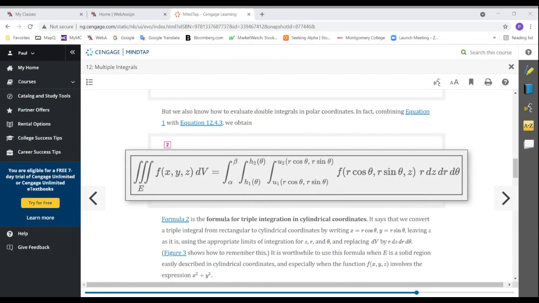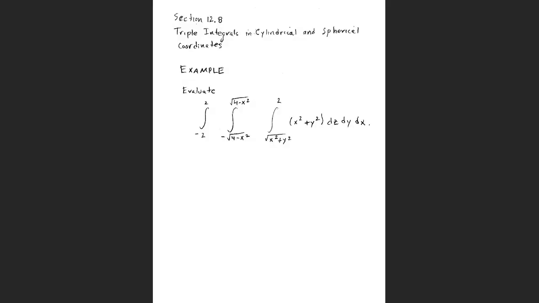Now this is going to be much easier when you see an example. So I'm going to go right to the example, but are there any questions in general on this? Okay, let's get right to the example here. I want to do a problem with cylindrical coordinates first. Take a moment to copy this example down from section 12.8.